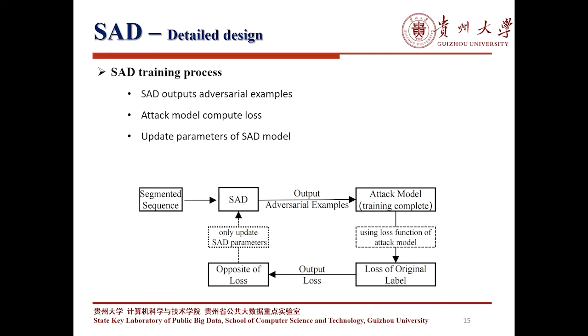The figure shows the training process of SAD. First, SAD outputs the adversarial examples according to the input direction sequence. Then, the adversarial examples are input to the website fingerprinting attack model. Finally, the loss of the model is used as the loss of SAD. Our purpose for the optimizer is to make the loss larger. The increase of loss will cause errors in the classification results of the website fingerprinting attack model.